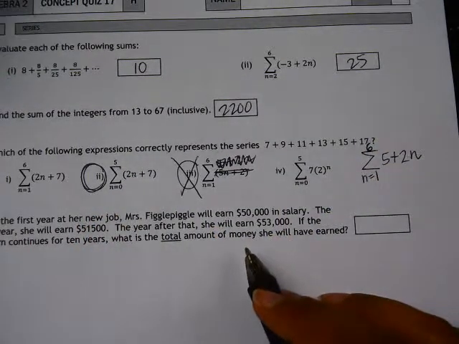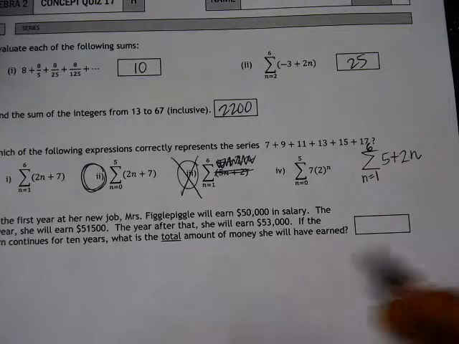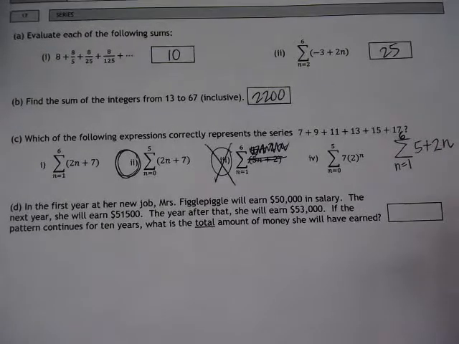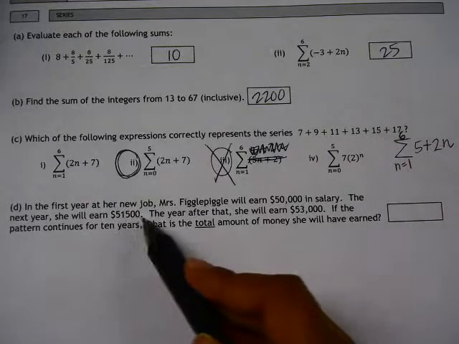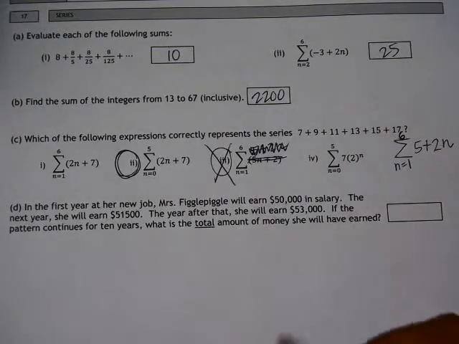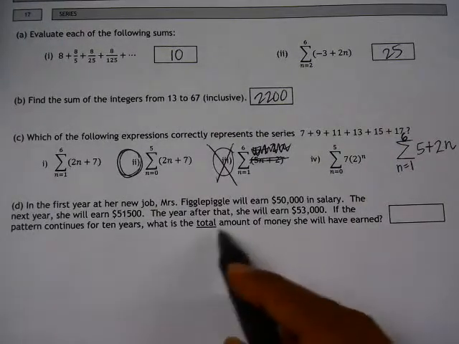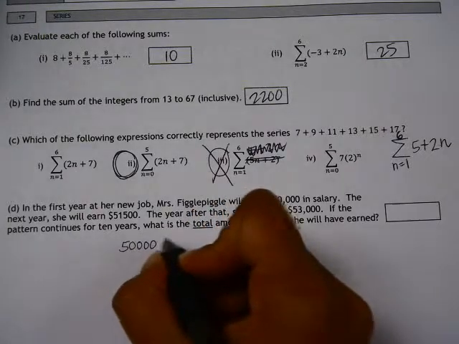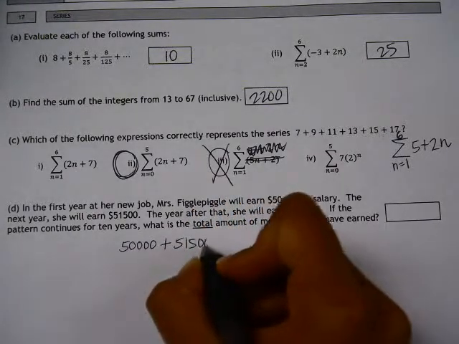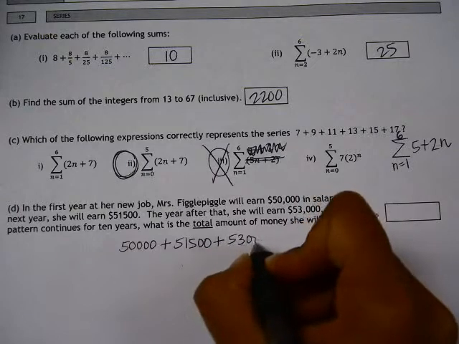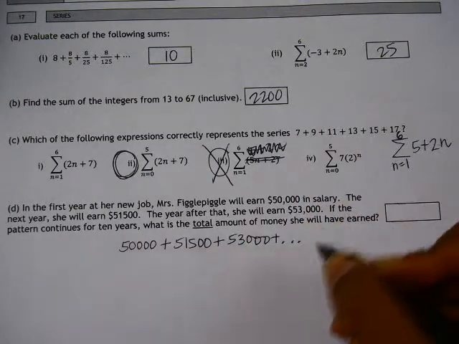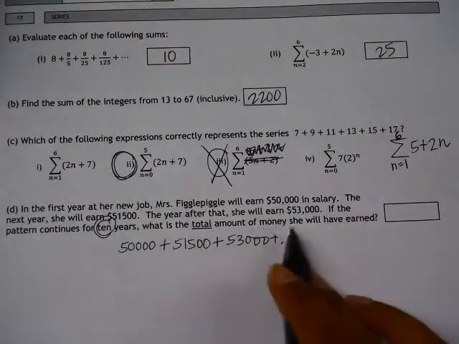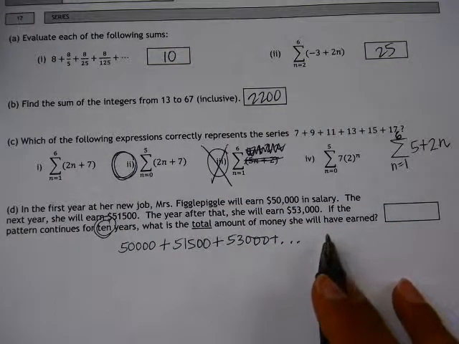Alright, on part D, we have, in the first year at her new job, Mrs. Figgle-Piggle will earn $50,000 in salary. The next year she'll earn $51,500. The year after that she'll earn $53,000. The pattern continues for 10 years. What's the total amount of money she will have earned? So we're adding her salaries up. We know her salaries for the first couple years. And we know that it's going to be 10 years, and we're trying to figure out the total amount of money she will have earned.